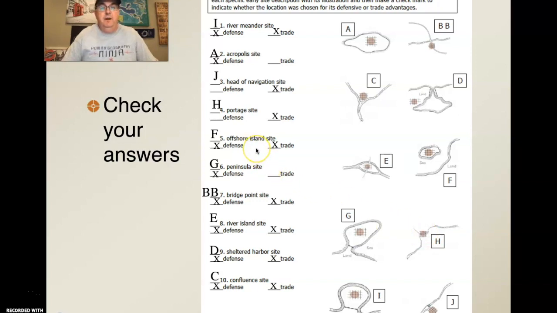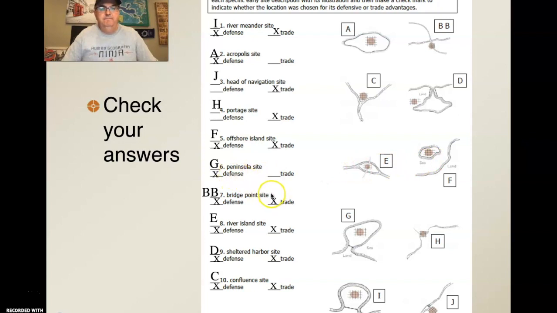Offshore island site, probably one of the easier ones for you to get here. Here we go, is F. Got the island right over here. This is both good for defense, but also for trade and accessibility to the mainland. Like Hong Kong would be a case in point of this one.